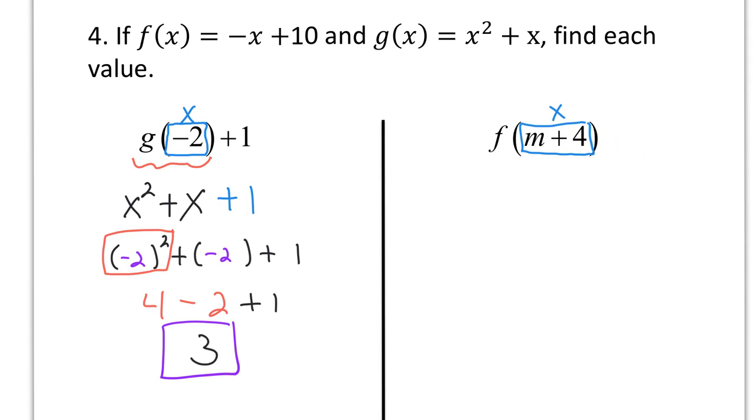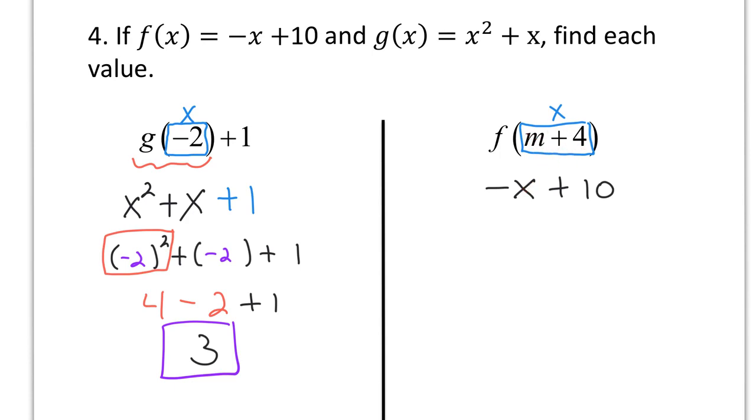So I'm just going to write down the function of f first. So function of f of x is right here. So this is the function I need. So I'm going to have a negative x plus 10. Now I'm going to substitute input this into the x. All of that is your x. It's weird.